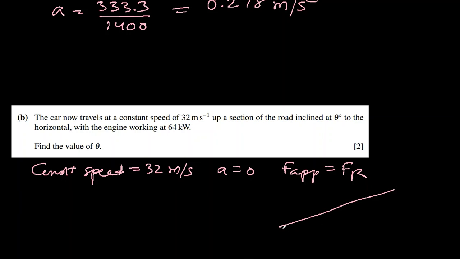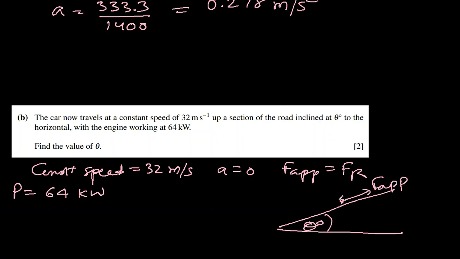The road is inclined at theta degrees to the horizontal, so let's draw it here, with the engine working at 60. The power is given as 64 kilowatts. Find the value of theta. So we know that F applied, which is in this direction, will be equal to the resistive force.